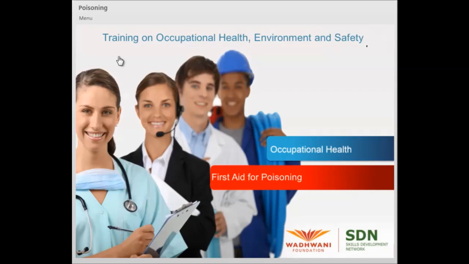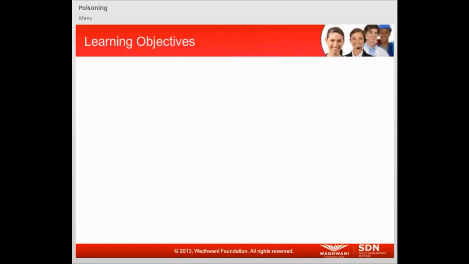Welcome to the training on occupational health, environment and safety. Let us learn the module on first aid for poisoning. Before we begin, let's take a look at the key learning objectives.